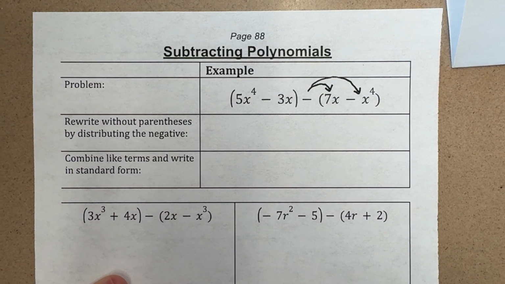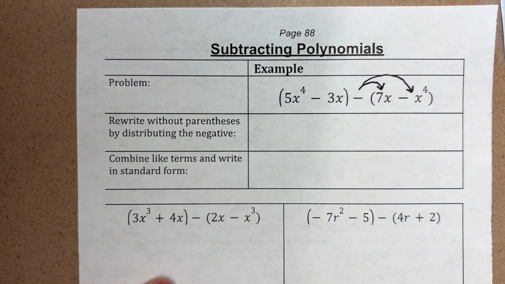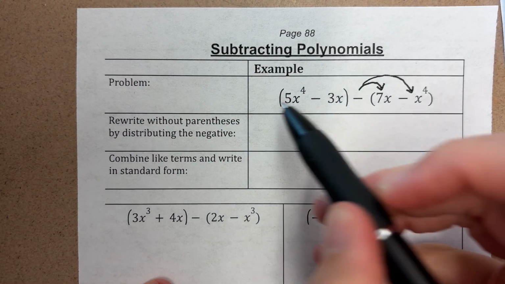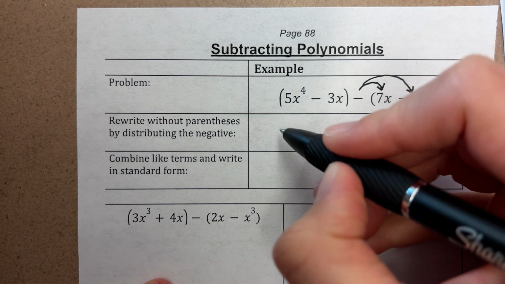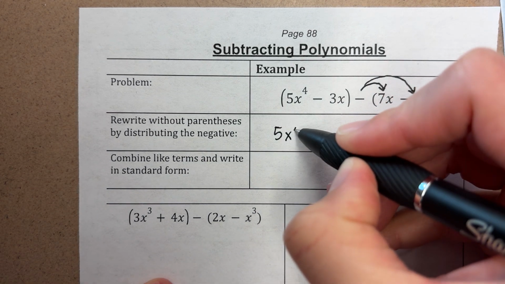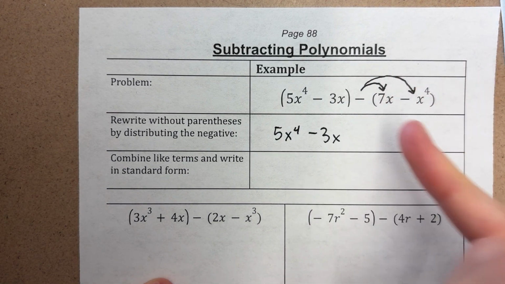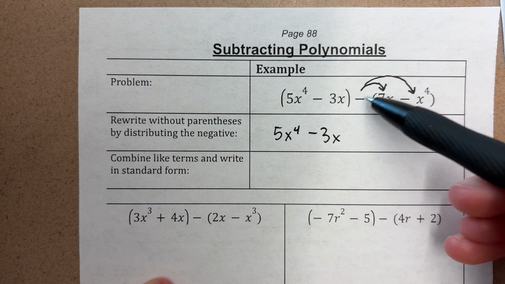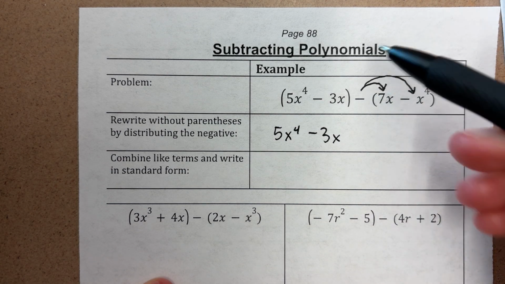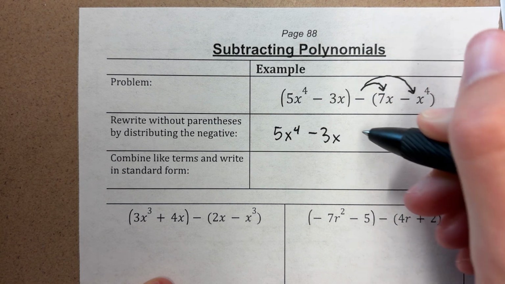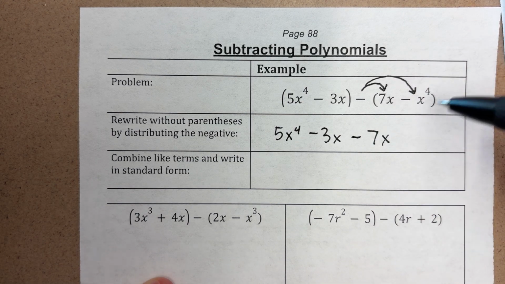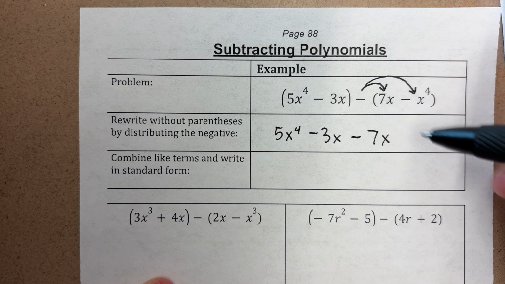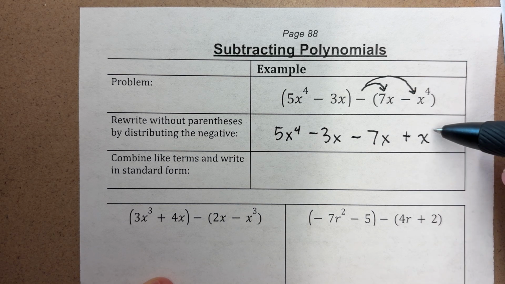So what I'm going to do is start by rewriting this problem without the parentheses. And how? Well, these front parentheses actually don't really mean anything, so I'm just going to copy these two terms. But these parentheses indicate that this minus sign applies to everything inside. So what that looks like is that this 7x is being subtracted, and that this negative x to the fourth is being subtracted. Well, minus a negative becomes plus, so this is positive.